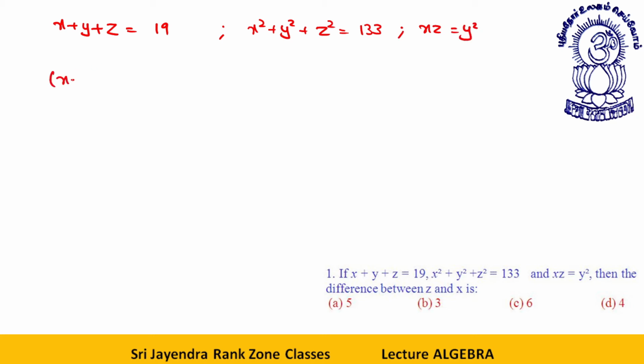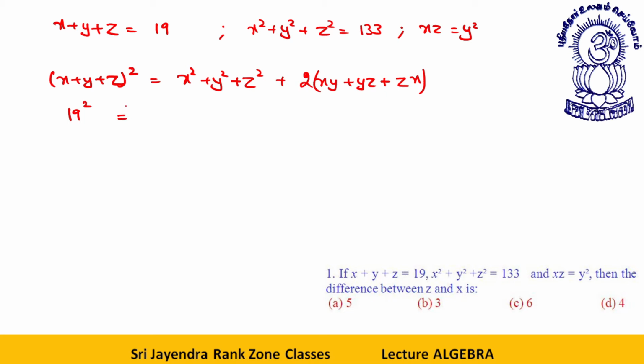Okay. Let's start from scratch, from the very basic formula. What is (x plus y plus z) square? That is x square plus y square plus z square plus twice of (xy plus yz plus zx). Clear? (x plus y plus z) square, with x plus y plus z being 19, becomes 19 square is equal to, we are also given x square plus y square plus z square, that is 133, plus double of (xy plus yz plus zx), which is given as y square. I put y square. Now what do I observe?